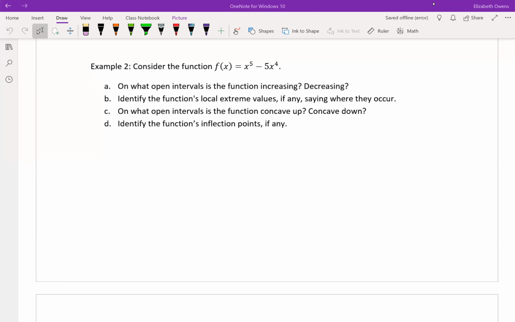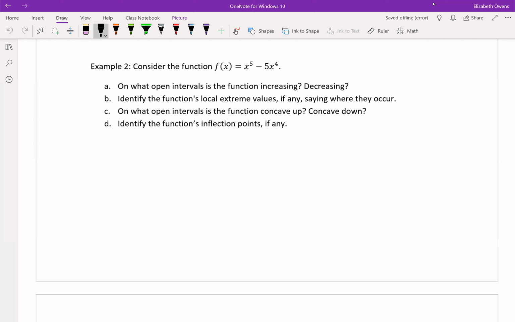Here's our next example in section 4.4, but this is also going to incorporate some 4.3 stuff as well. We're going to consider the function f of x equals x to the fifth minus 5x to the fourth. And we're going to find the intervals where this function is increasing, where it's decreasing. We're going to find extreme values.